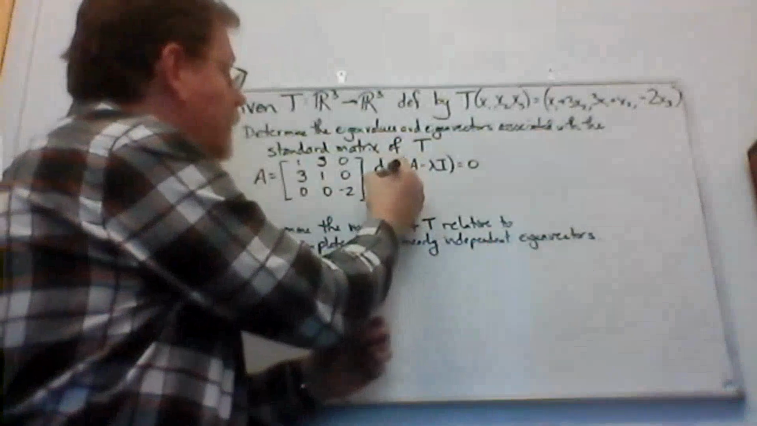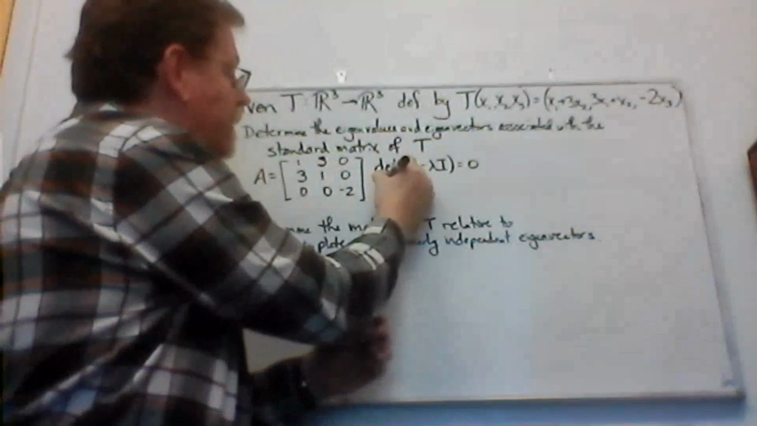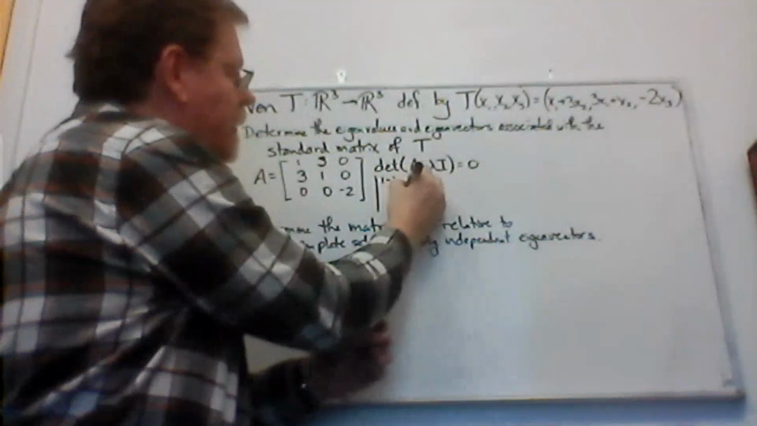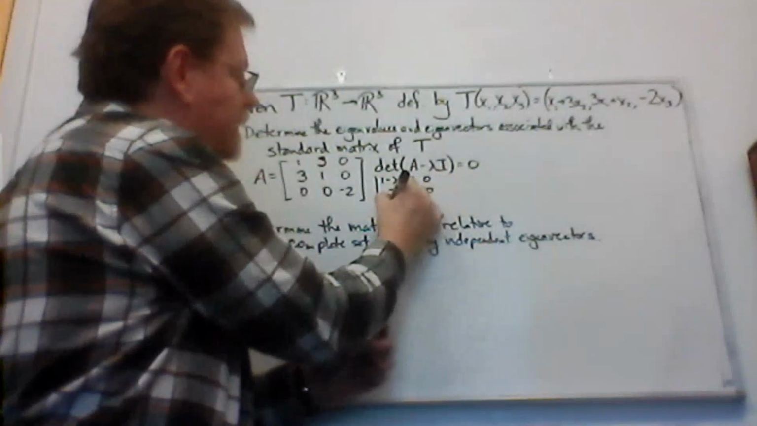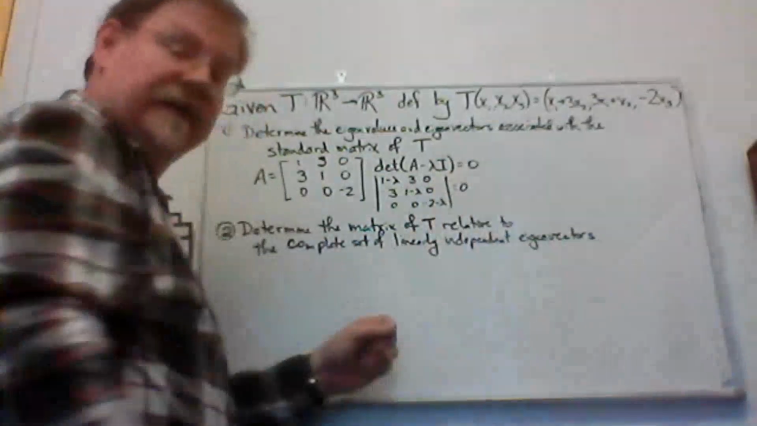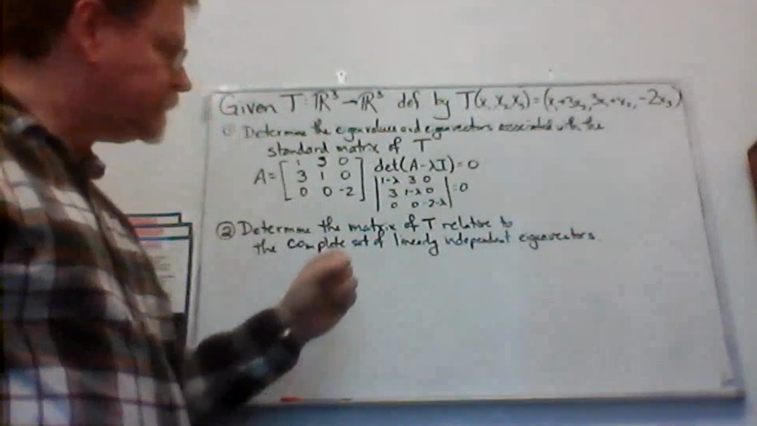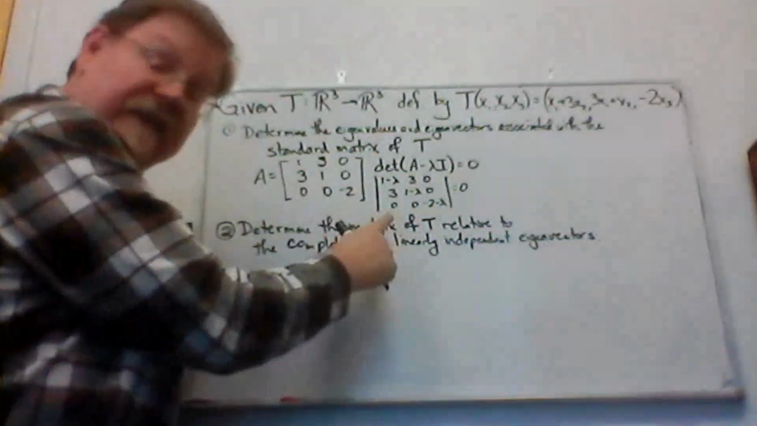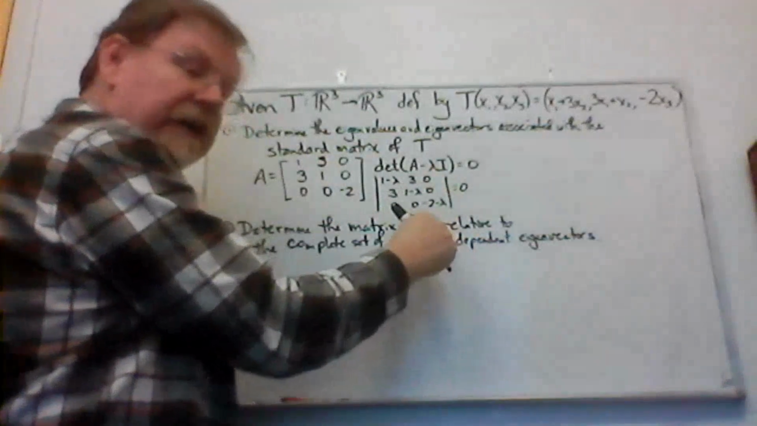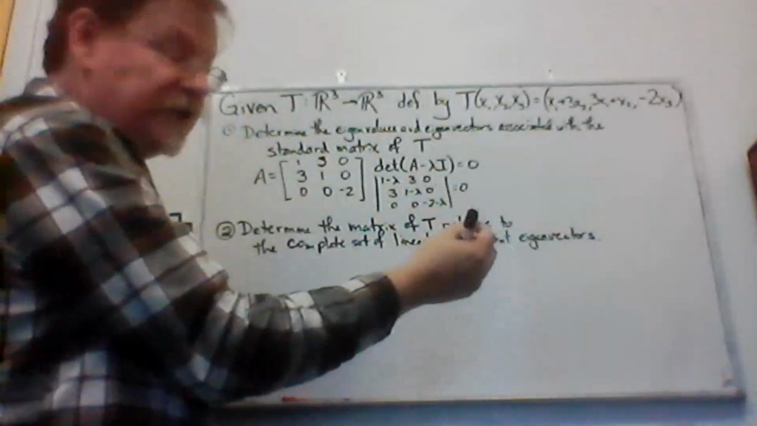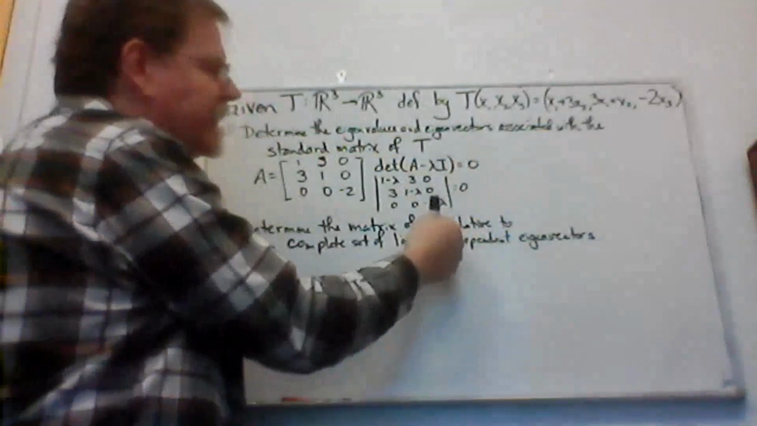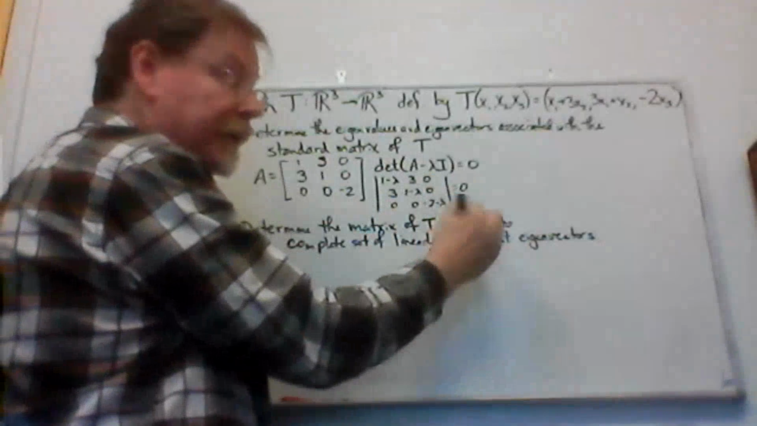All right, so we're going to take the determinant of, this will be 1 minus lambda, 3, 0, 3, 1 minus lambda, 0, and 0, 0, negative 2 minus lambda. Okay, take the determinant of that, set it equal to 0. So this is nice because we can expand by minors and cofactors along the third row or the third column. Because again, a lot of zeros here.